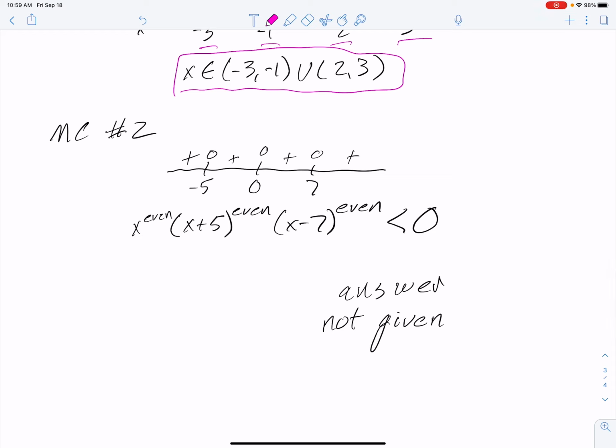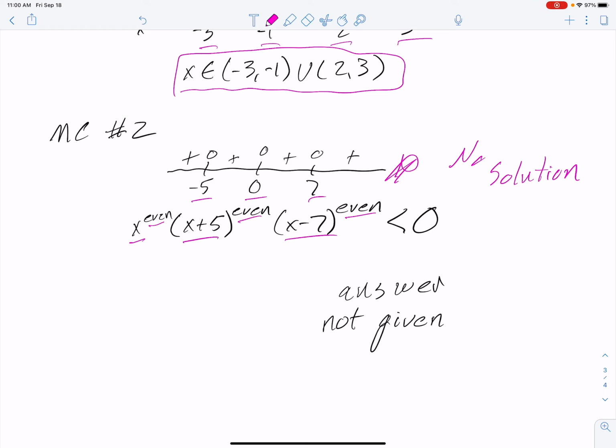Now, multiple choice number 2 is a good problem to look at. Unfortunately, the correct answer isn't there. But what it tells us is that here is our sign pattern and that this problem has no solution. First thing I can set up is x, because I have a 0 at 0, x plus 5, because I have a 0 at negative 5, and x minus 7, because I have a 0 at 7. Now, since my sign never changes, I know that all of my exponents would have to be even. It doesn't matter what even number, they would have to be even.